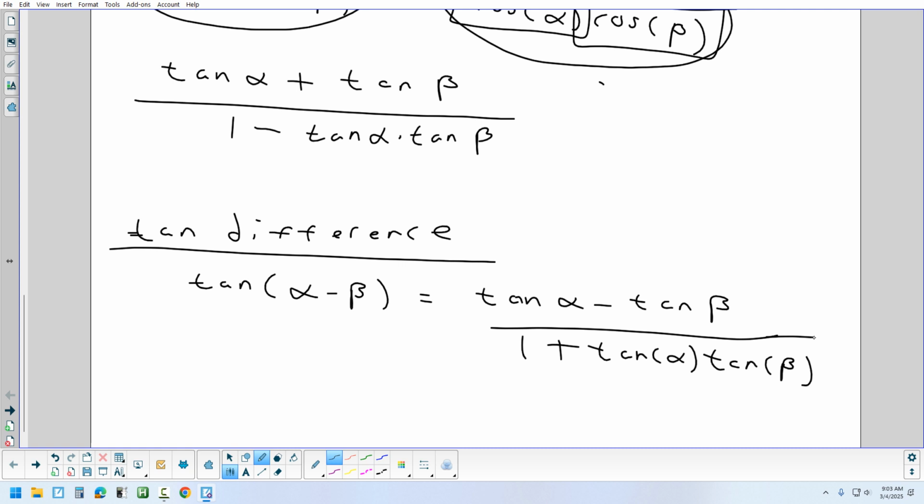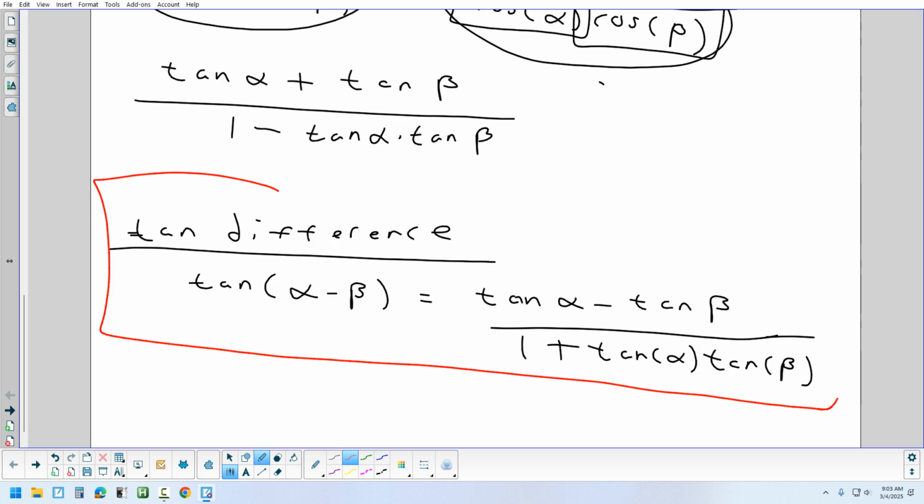Can I reverse? Yep, that looks good. So that's the formula for tangent of a difference. Any question on that formula? So now you can do all the same things you can do with sine and cosine. You can find the tangent of any angle that's a multiple of 15. We can do verifies.